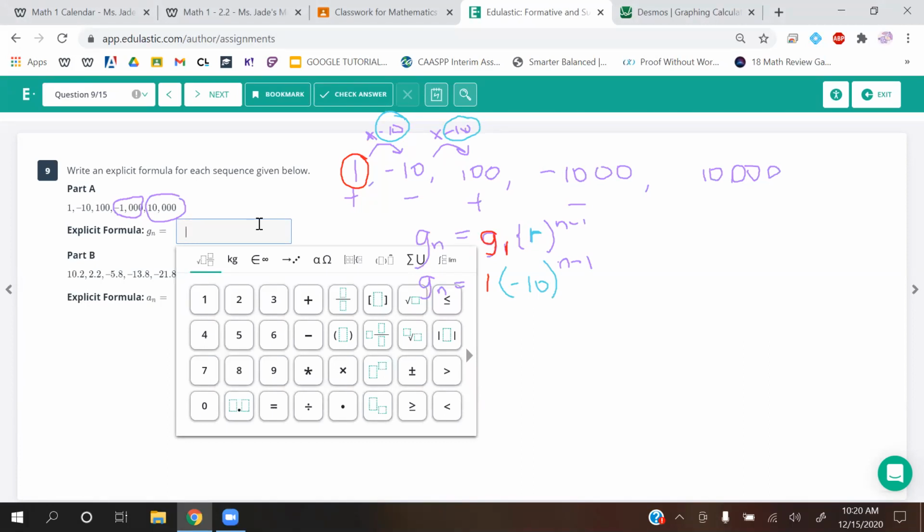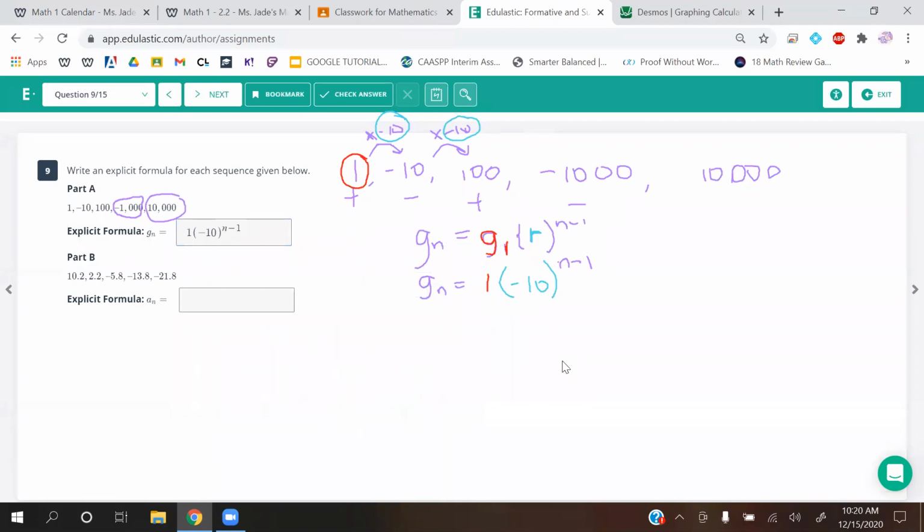Okay, I'm gonna type it in. 1, parentheses, negative 10. And then how would I type the exponent? Let's see if there's a button here for us. Oh, there it is. And then n minus 1. Okay.